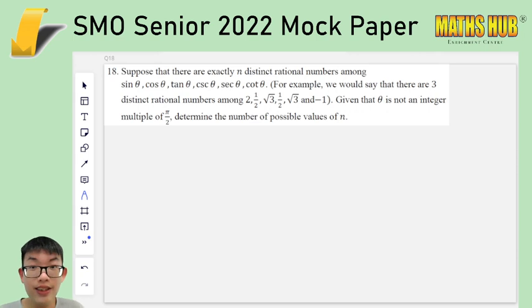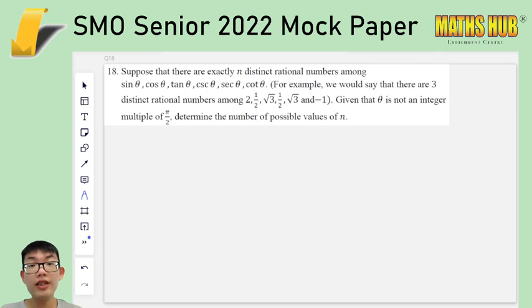Question 18. Suppose that there are exactly n distinct rational numbers among sine, cosine, tangent, cosecant, secant, and cotangent of theta. Given that theta is not an integer multiple of pi over 2, determine the number of possible values of n. Okay, first things first, not an integer multiple of pi over 2 isn't very important. It just makes sure that we don't have to deal with undefined values of any of these, because we have a lot of reciprocal functions here, and so a lot of them will be undefined at say 90 degrees or 180 degrees when sine or cosine becomes 0. So that's really the only significance of that.